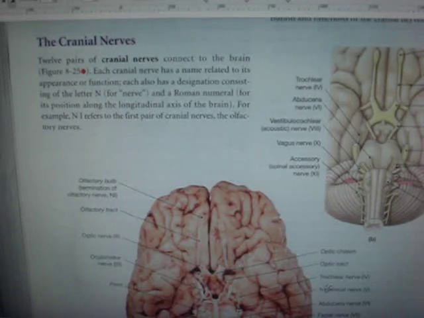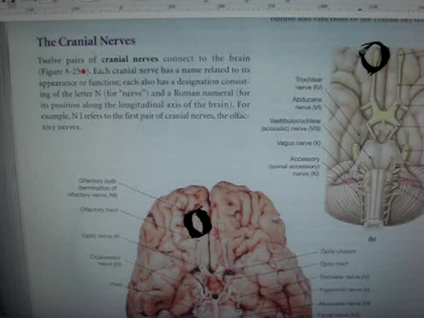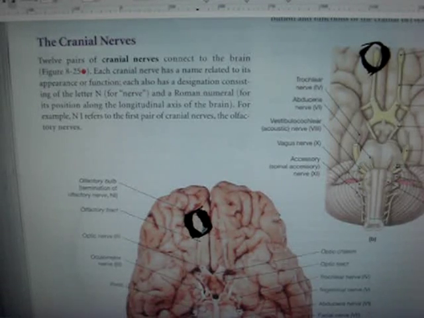Here's a quick view of where the olfactory bulb is. Right here. That is where the smell is going to, the final destination of it.